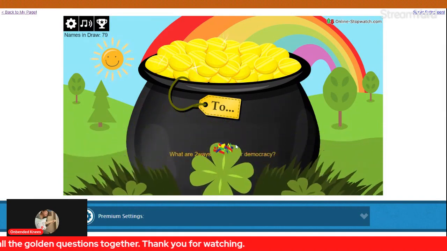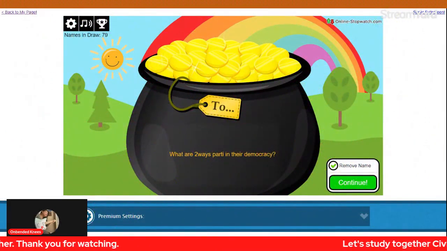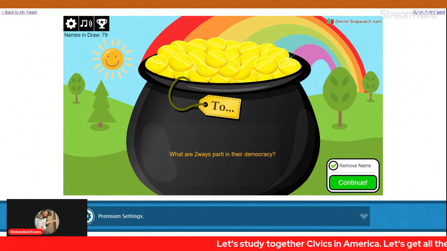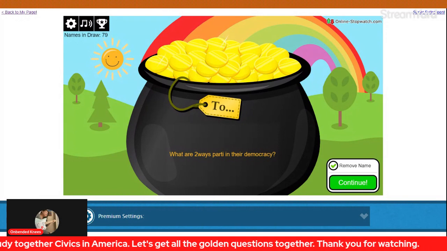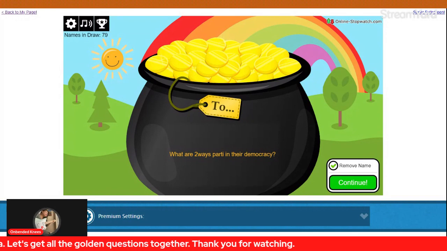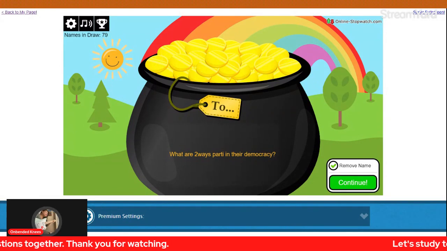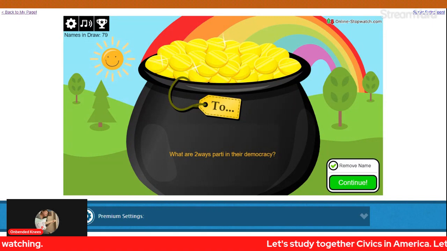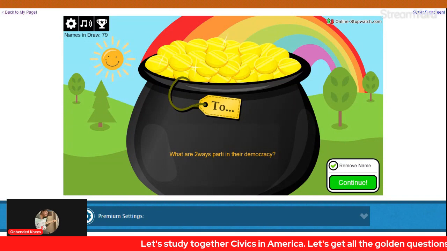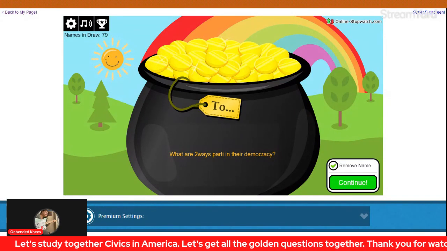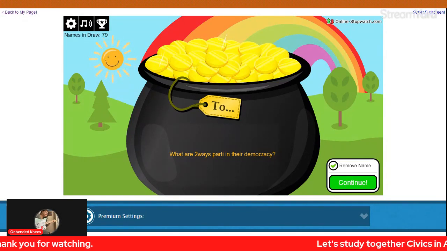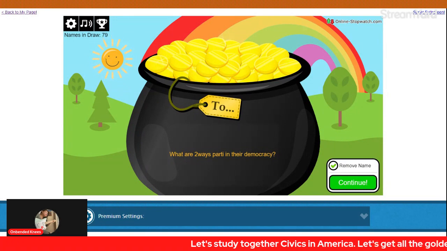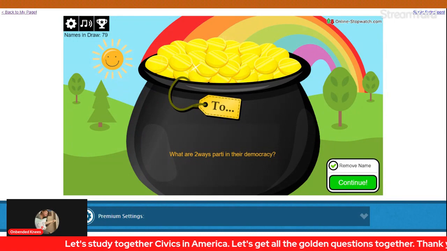Next question. Two ways that you can participate in your democracy. The category for that is system of the government. Vote, join a political party, help a campaign, join a civic group, join a community group, give an elected official your opinion on an issue, call senators and representatives, publicly support or oppose an issue or policy, run for office, and write to a newspaper.